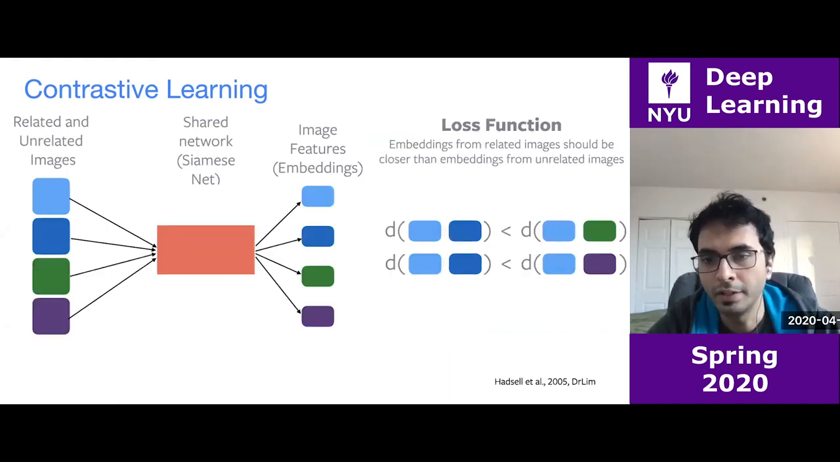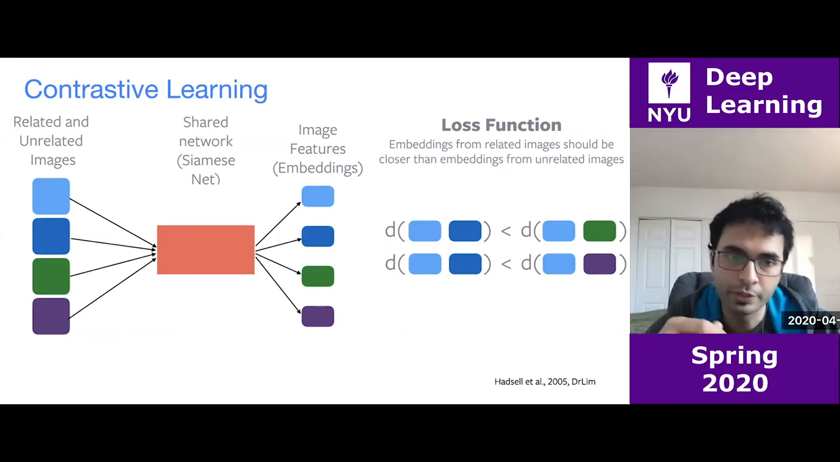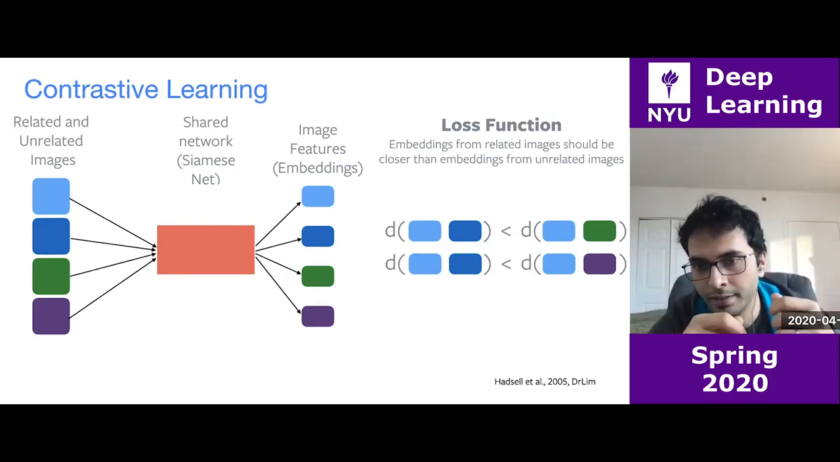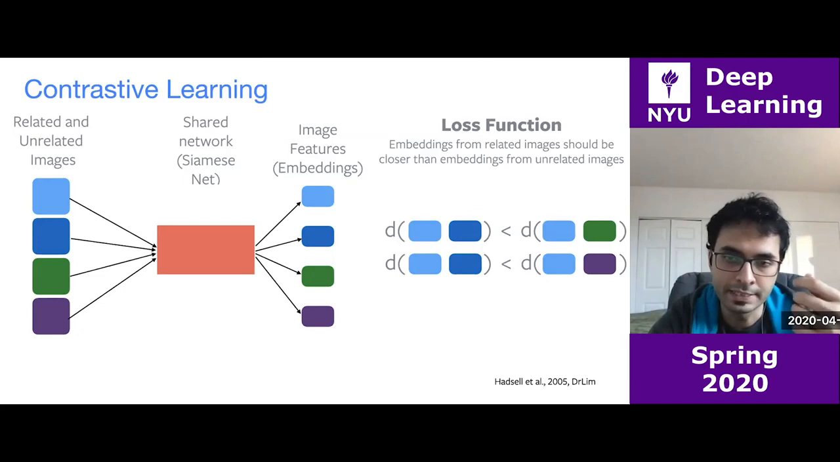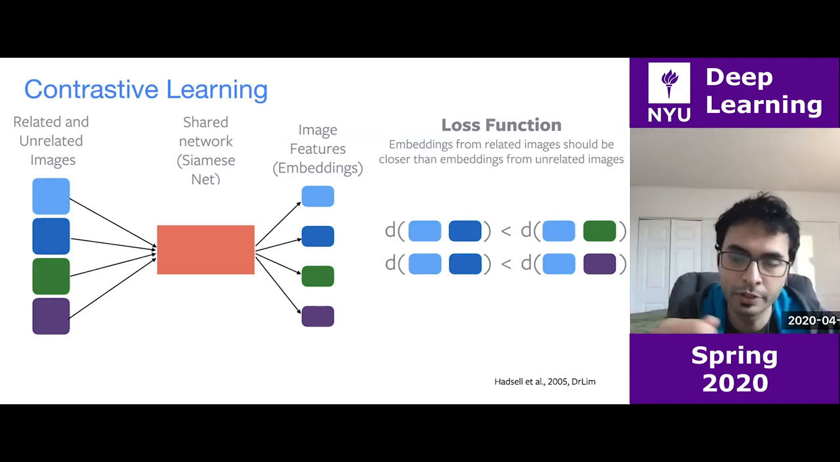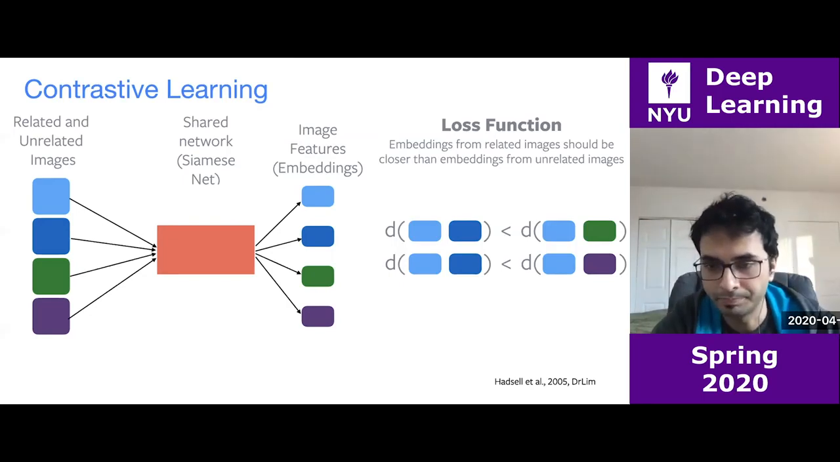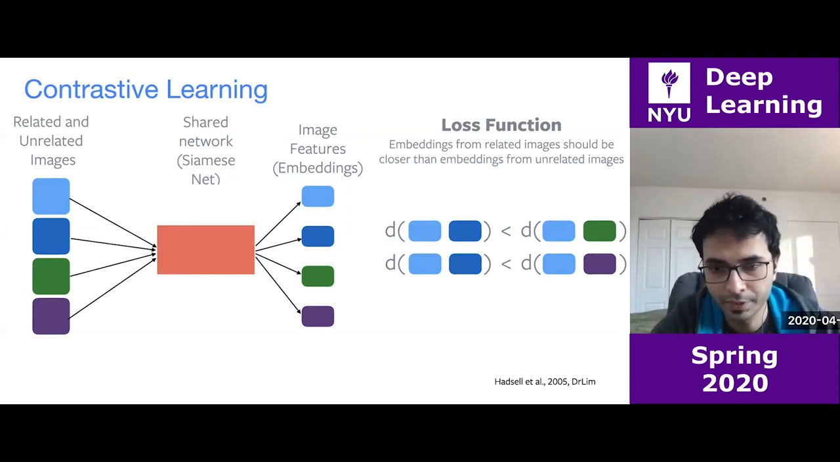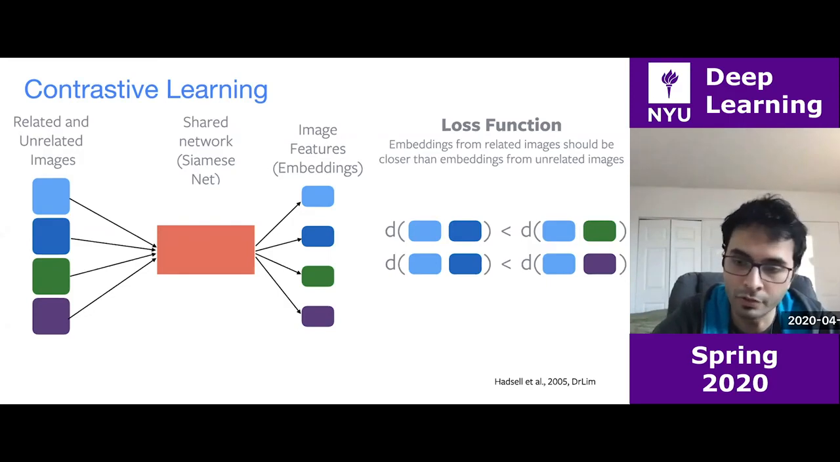You get a bunch of image features for each of these data points, and then you apply a contrastive loss function, which tries to minimize the distance between the blue points. The distance between the blue points should be less than the distance between the blue point and the green point, or the blue point and the purple point. So embeddings from related samples should be much closer than embeddings from unrelated samples. That's the general idea of contrastive learning.